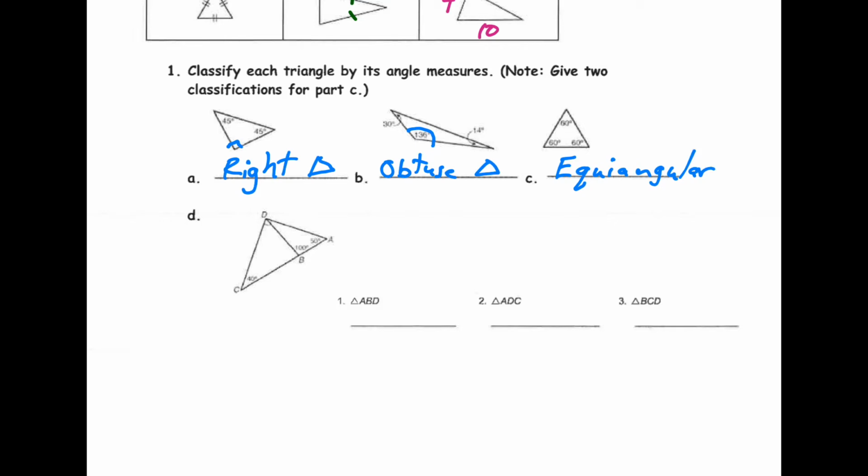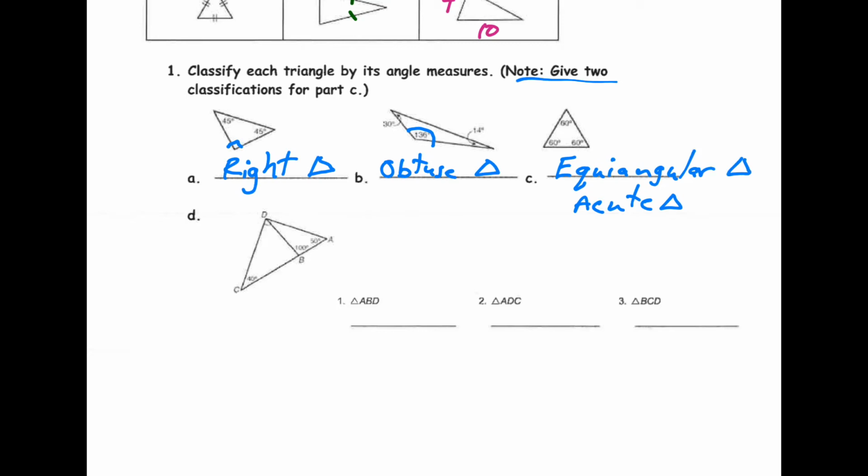But note, because all of the angles are acute, it also falls underneath the definition of an acute triangle. Once again, this is just like isosceles and equilateral. We want to give it the most specific and best name. So you're going to want to classify this one as equiangular unless you have something that says give two classifications for it.